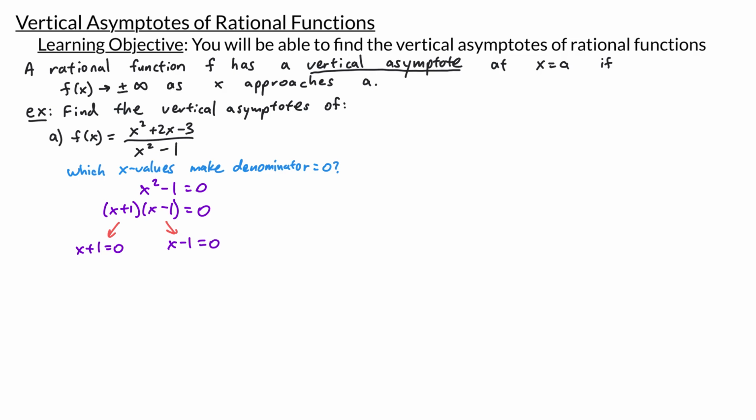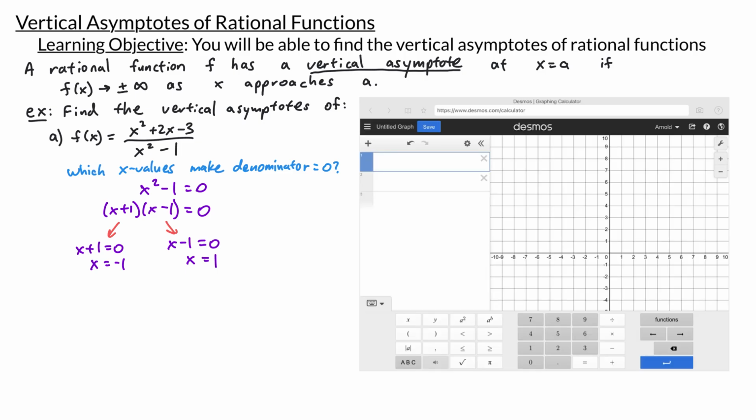On the left here, if we subtract 1 from both sides, we get x equals negative 1. On the right, if we add 1 to both sides, we get x equals 1. So when x is negative 1 or when x is positive 1, the denominator equals 0. So if we plug in x values that are close to negative 1 or close to positive 1 into the denominator, we're going to get numbers that are close to 0. Let's now take a look at the graph to see if we have vertical asymptotes at both of these x values. So let's type in our function.